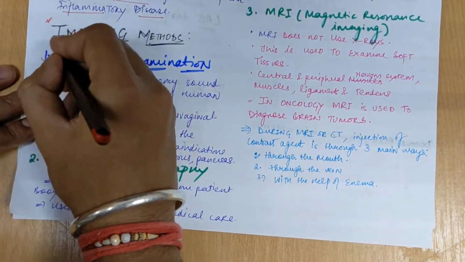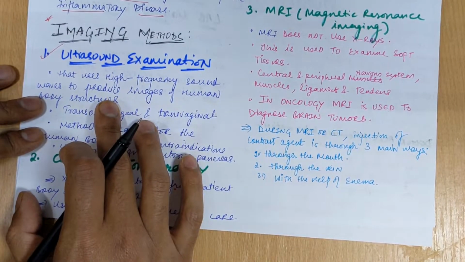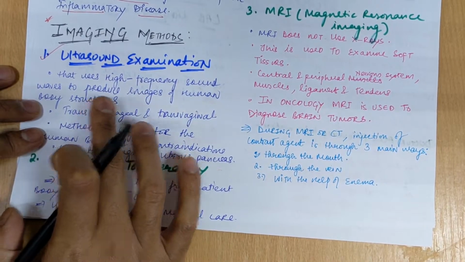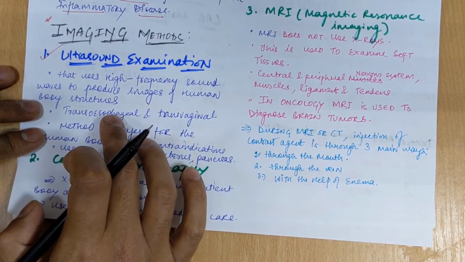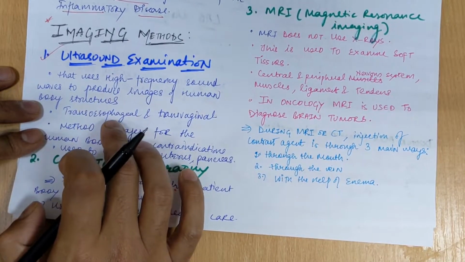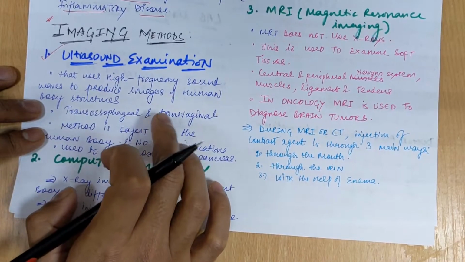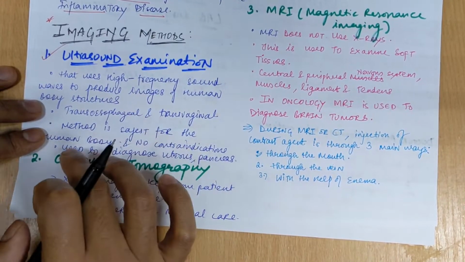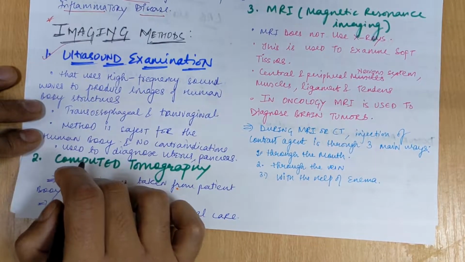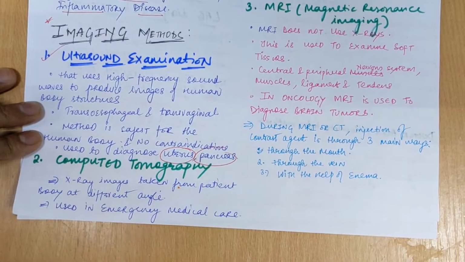The first imaging method we have is ultrasound examination. Ultrasound uses high frequency sound waves to produce images of human body structures. It can be transesophageal or transvaginal, done through the esophagus or vagina. This method is the safest for the human body, has no contraindications, and is used to diagnose cancers of the uterus and pancreas.